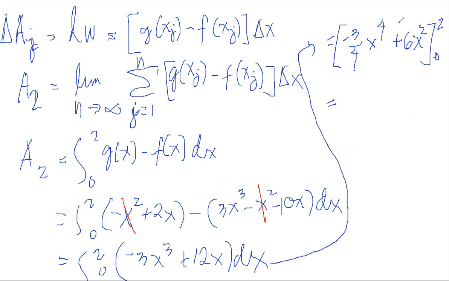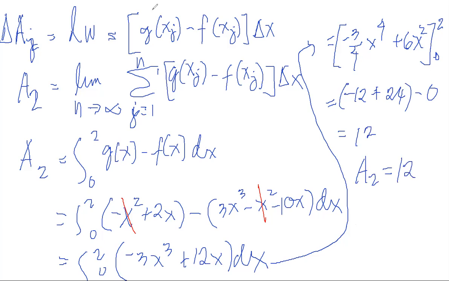Okay, so let's evaluate. Let's substitute first the upper limit. This becomes negative 3/4 times 16, so negative 12, and plus 24. Minus, since x is 0, everything is 0, so this becomes positive 12. So area 2 is equal to 12.